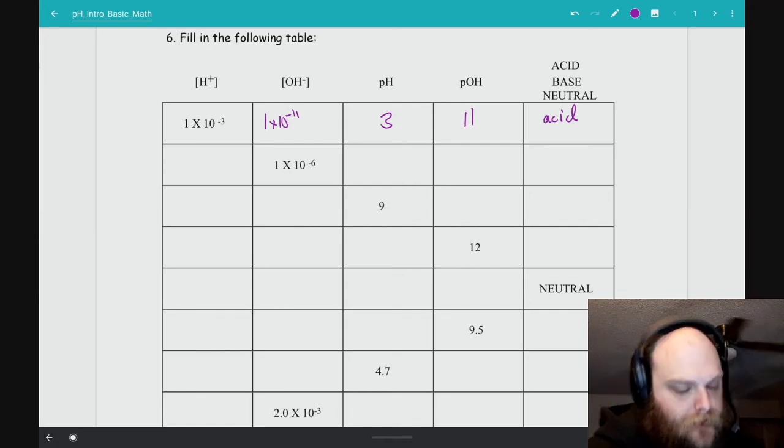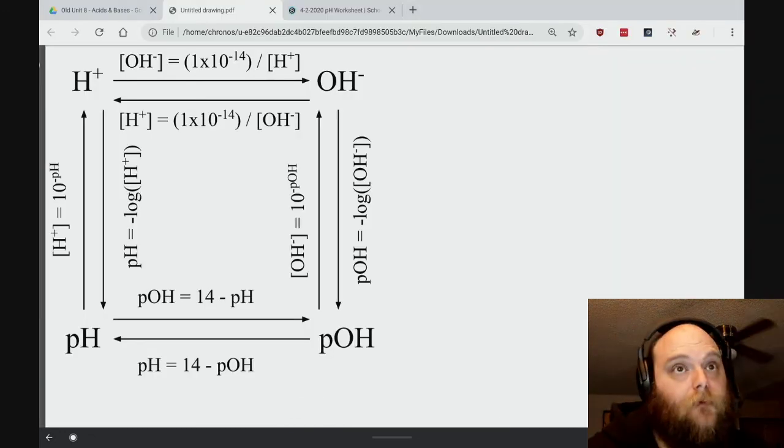So it's really just a bunch of manipulated numbers from our table here.